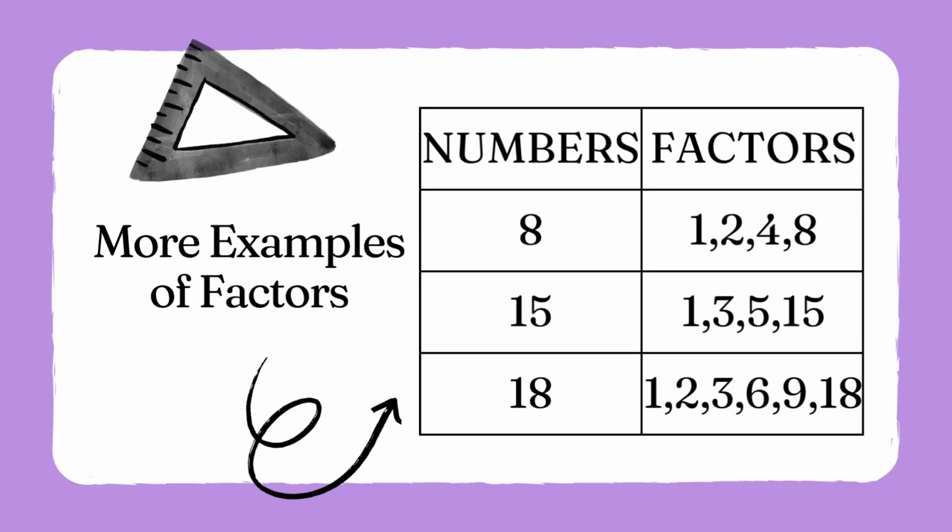Let's practice a few more. The factors of 8 are 1, 2, 4, and 8. The factors of 15 are 1, 3, 5, and 15. The factors of 18 are 1, 2, 3, 6, 9, and 18. Remember, factors are smaller pieces that build up a number.